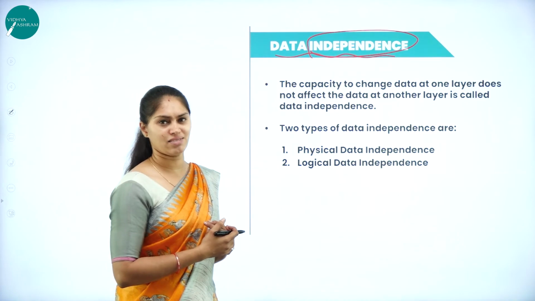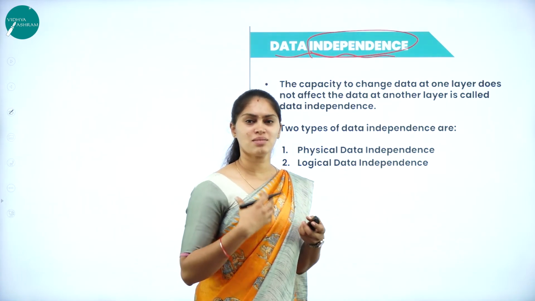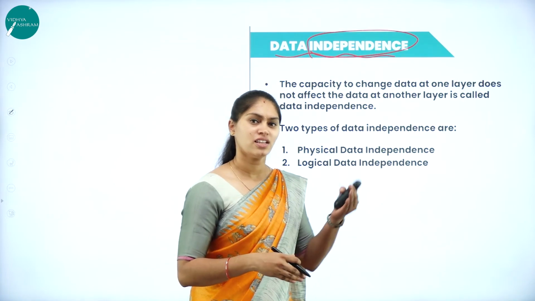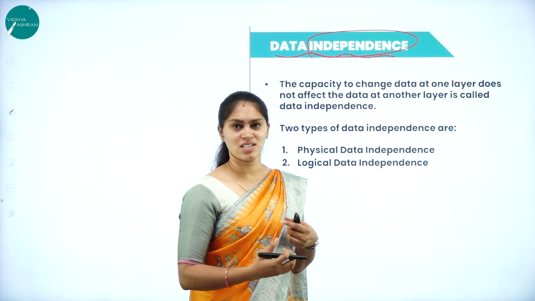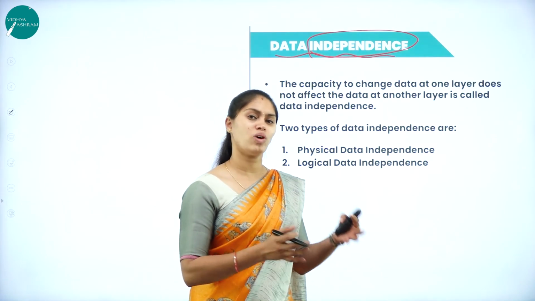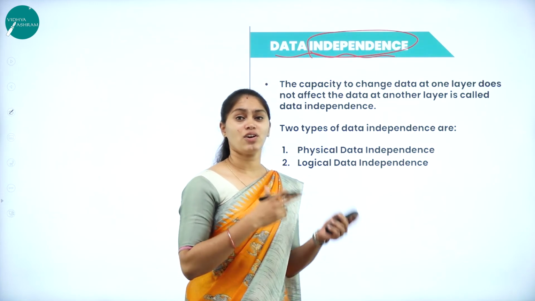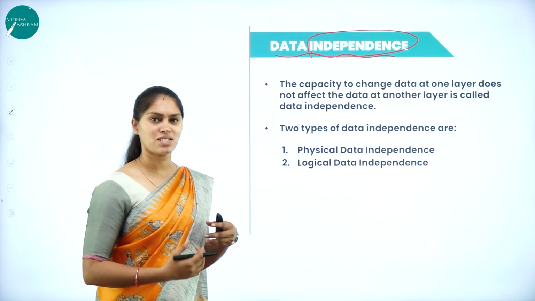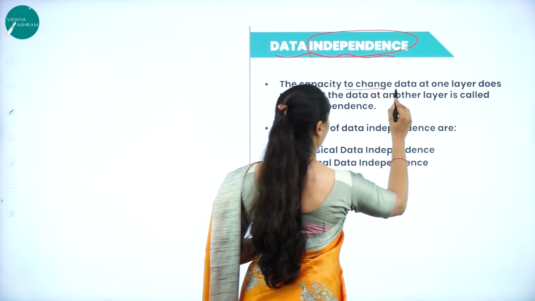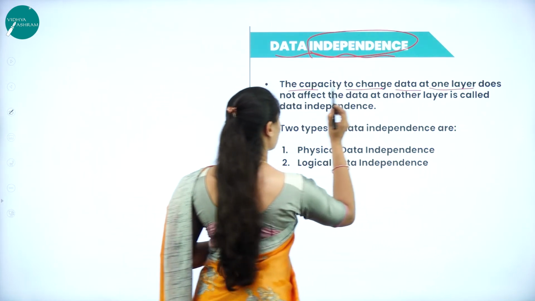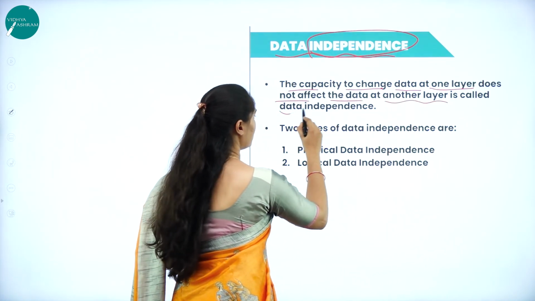We have several levels in the database. We have several tables. If I am making some changes on my first floor, that should not affect the second floor. That is what data independence is. If I am doing some modification to one data, that should not reflect on or harm the content of another data. So the data must be independent of each other. The capacity to change the data at one layer without affecting the data at another layer will be considered as what?